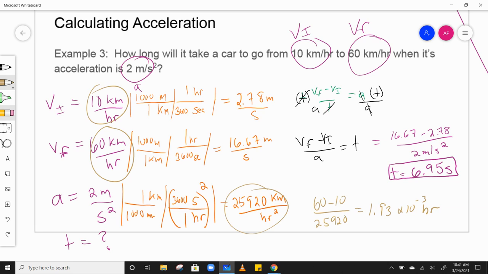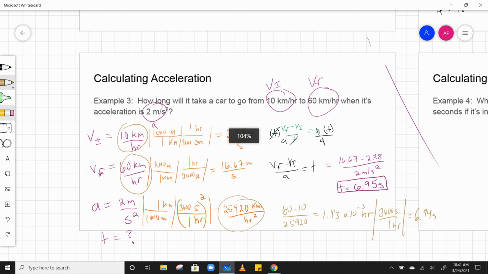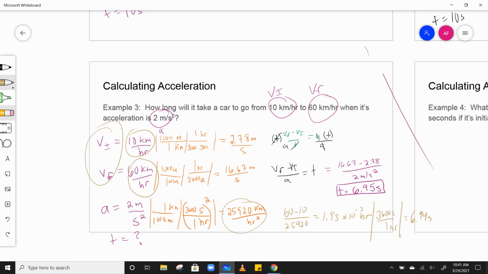If we want to compare it to the answer we got before, we just need to convert hours to seconds. So multiply by 3,600 seconds for every 1 hour. And you'll see that we get pretty much the same answer, 6.94 seconds. Okay, so you see how that one's a little bit trickier, a little bit harder to do. So that's why I'd rather convert the velocities first. But it's up to you and what the question is asking you for exactly.